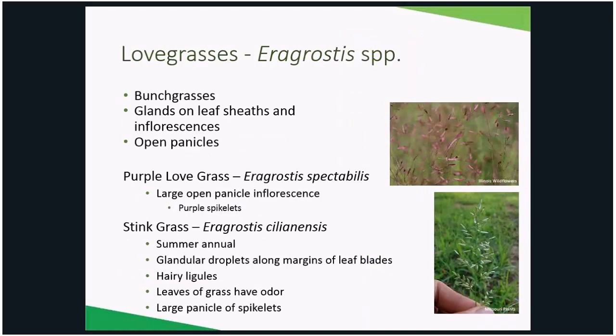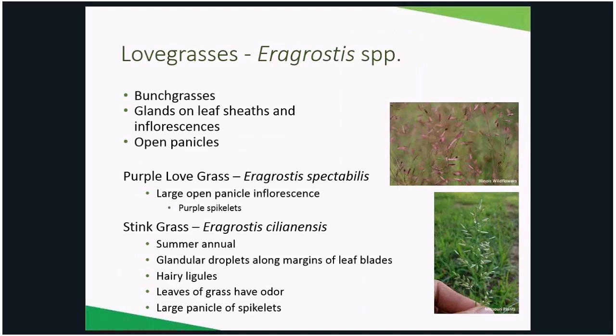Okay, the Lovegrasses are next. These are bunch grasses, and some characteristics that they have are they have glands on that leaf sheath and on the inflorescences. So we haven't talked about glands yet, but basically what you'll see is just a circular, clear dot. And these, you might need a microscope to really be able to see the glands on this grass. But they have very open panicles as well that can help you distinguish the lovegrasses. And I have 2 examples here.